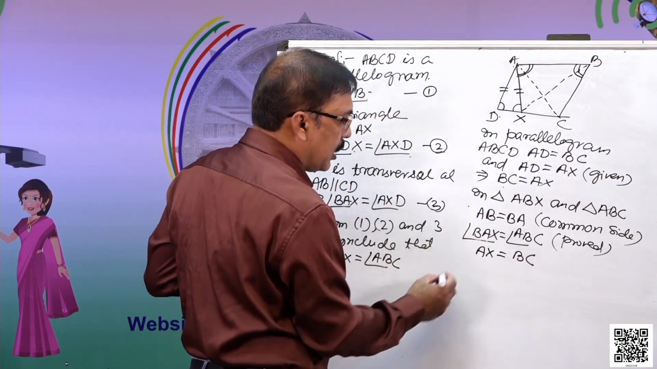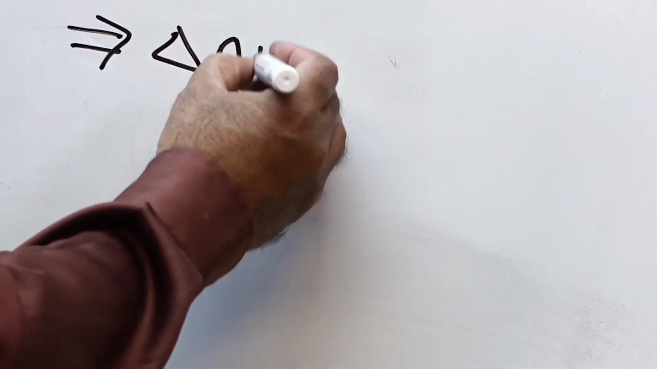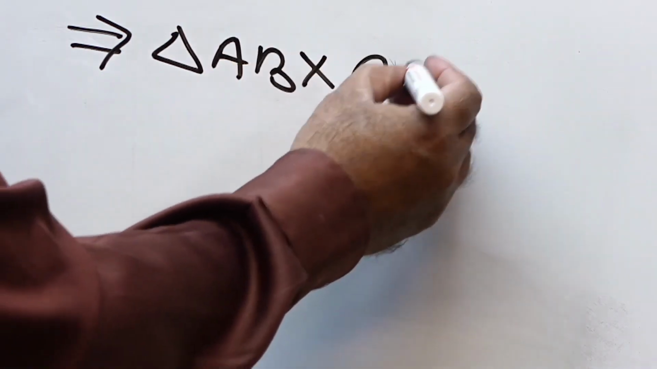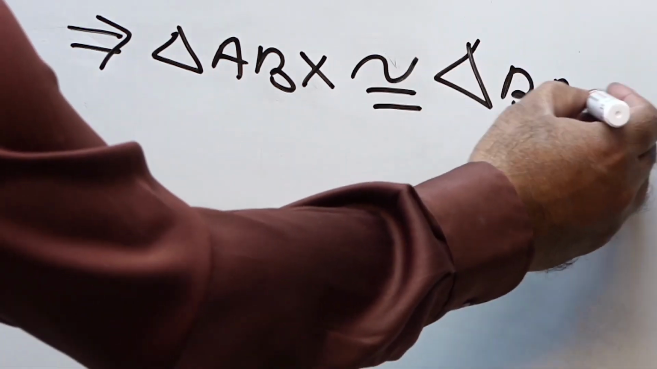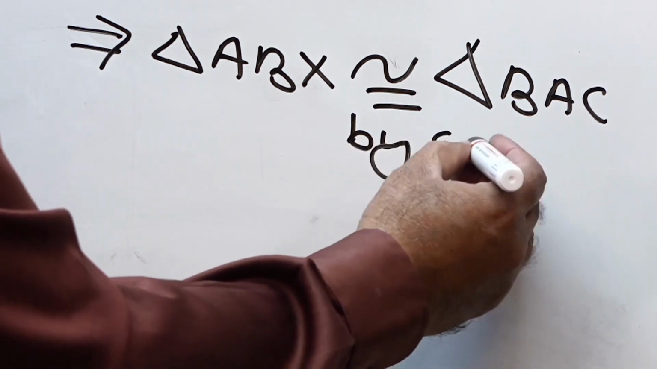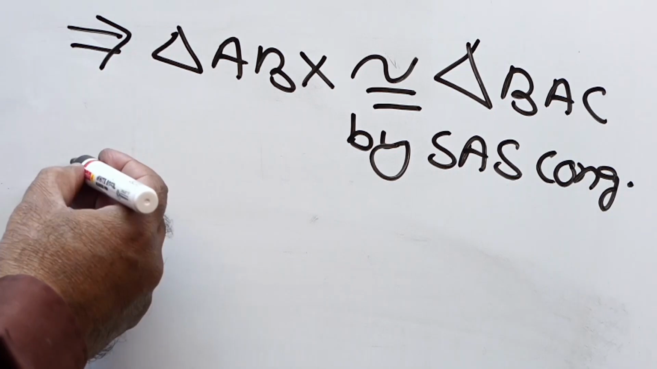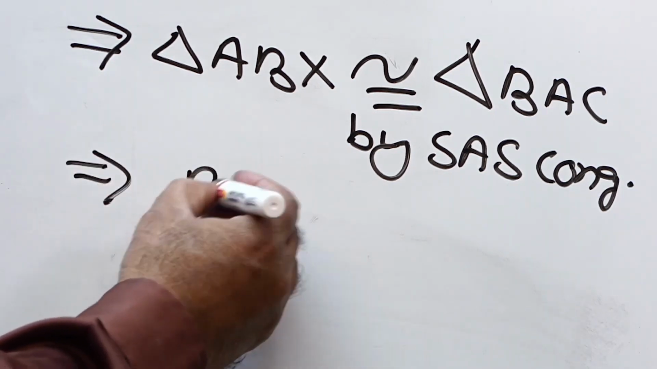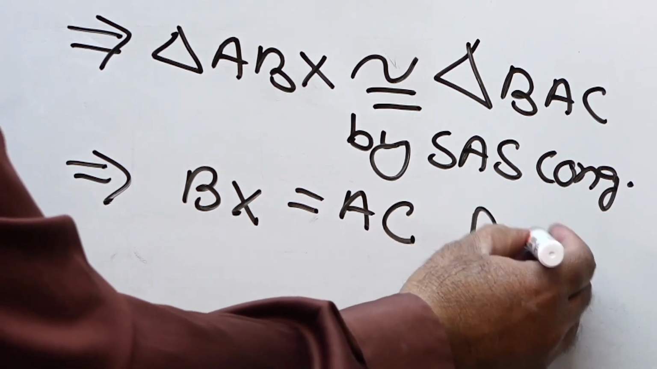So from these three conditions, we conclude that triangle ABX is congruent to triangle BAC. So we can write BX is equal to AC. So this is proved.